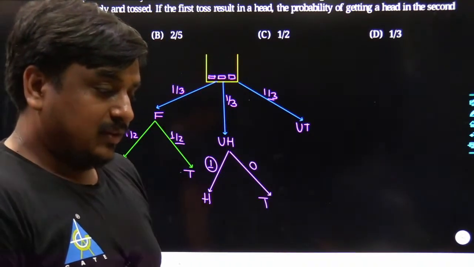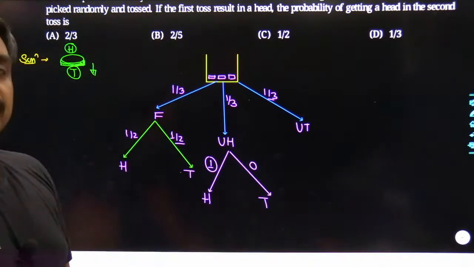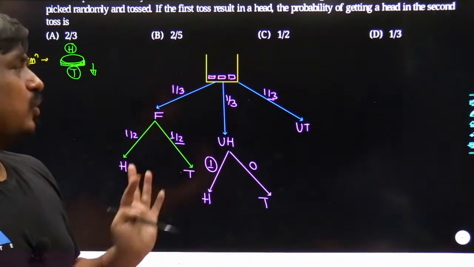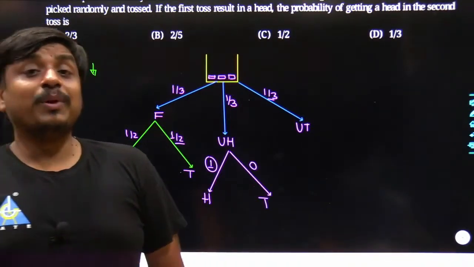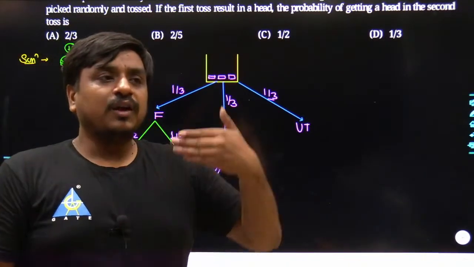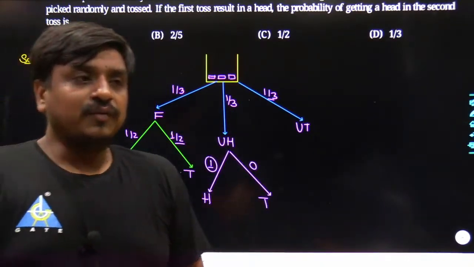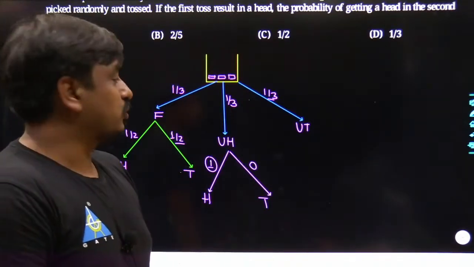Sir, how to understand where to use the tree structure? That's what I am saying, Manju. If you say, I can discuss the complete concept once again. When you have an event within an event, always go ahead with the tree structure. The tree structure is also useful in Bayes theorem, where you have a certain number of events, and within the event you have a second event. So you can correlate the tree structure with Bayes theorem also.